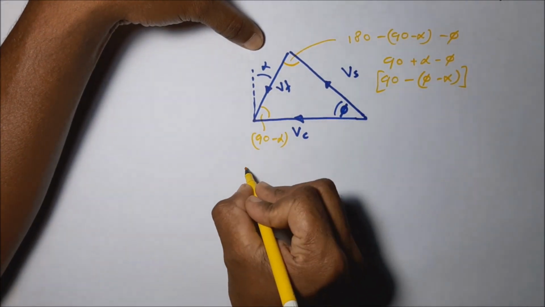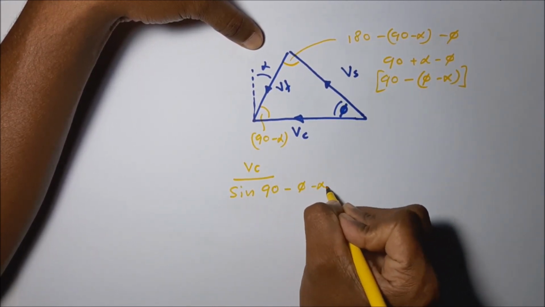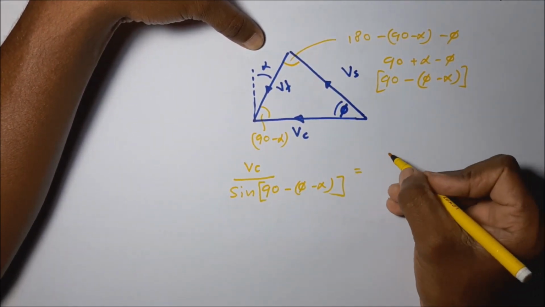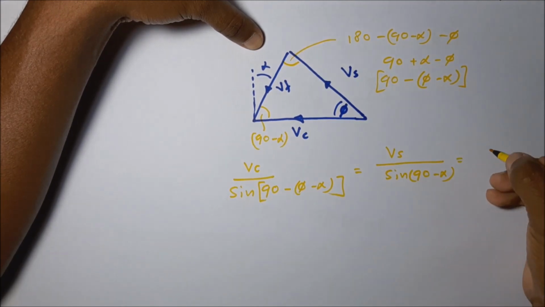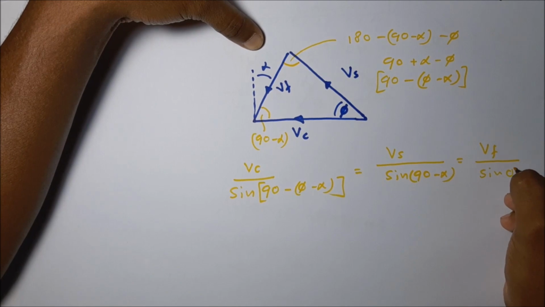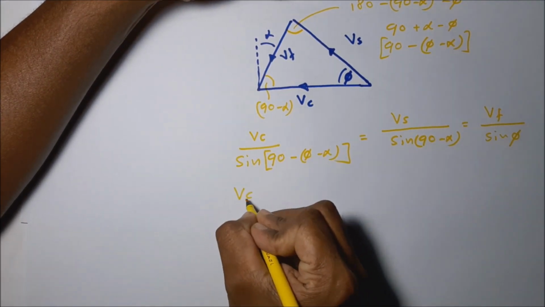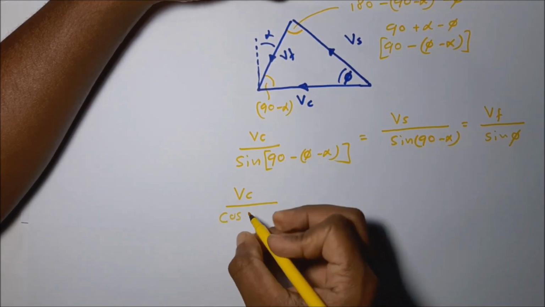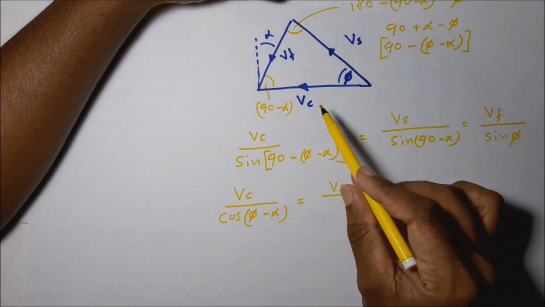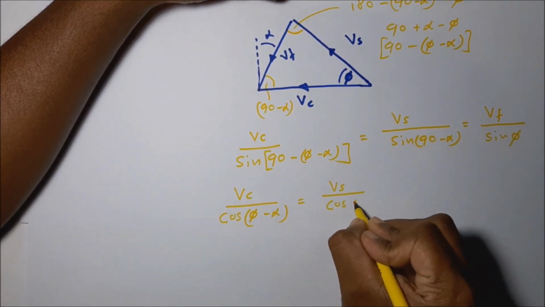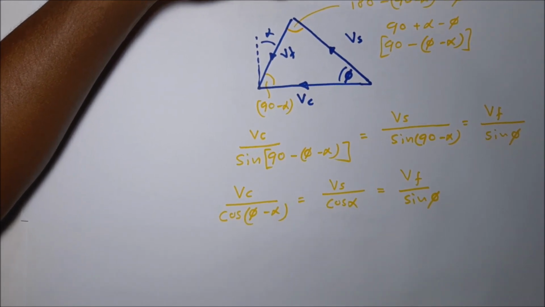Vc divided by sin(90 minus phi plus alpha) is equal to Vs divided by sin(90 minus alpha) is equal to Vf divided by sin phi. Then we can further simplify: Vc divided by cos(phi minus alpha) is equal to Vs divided by cos alpha is equal to Vf divided by sin phi.